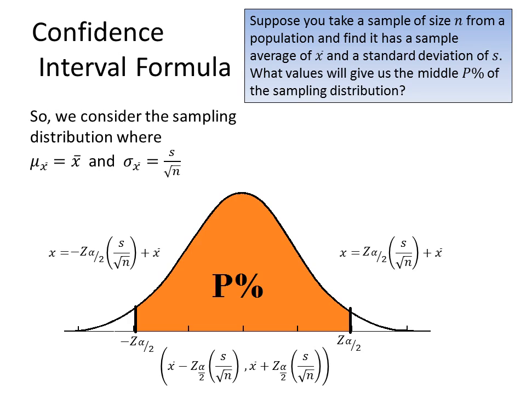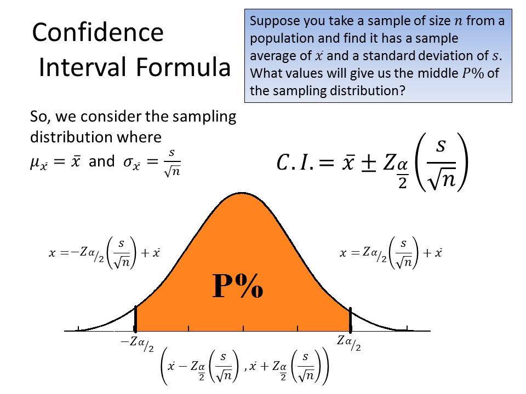If we were to look at these, kind of rearranging them, we get that this lower bound is equal to the average, which is our point estimate, minus z sub alpha over 2 times s divided by the square root of n. This is our margin of error. And then the upper bound, of course, is simply x bar plus that same value, that margin of error. Putting these together, we get our confidence interval formula, which is x bar plus or minus z sub alpha over 2 times s divided by the square root of n.